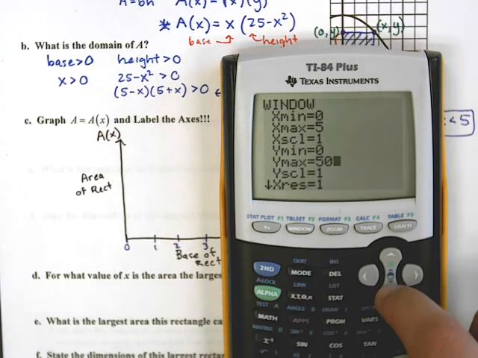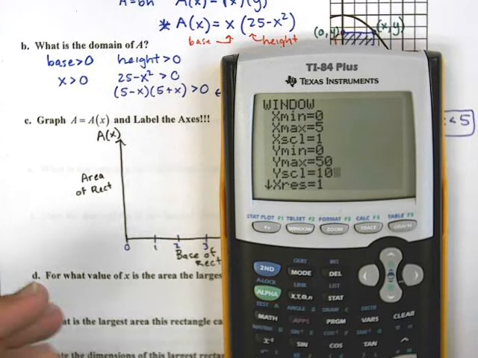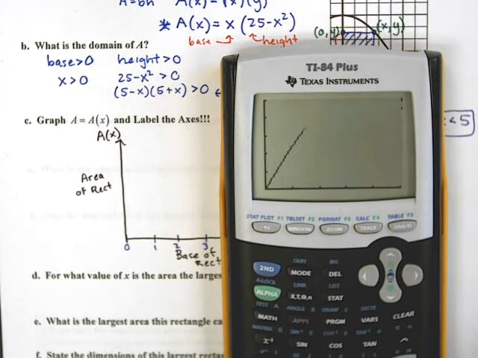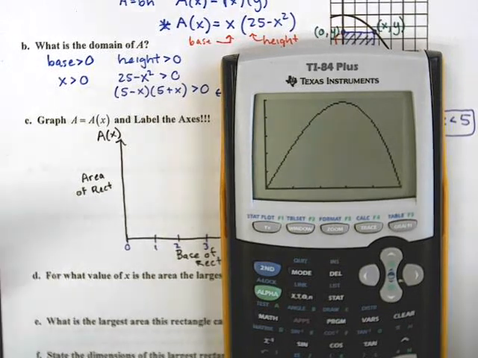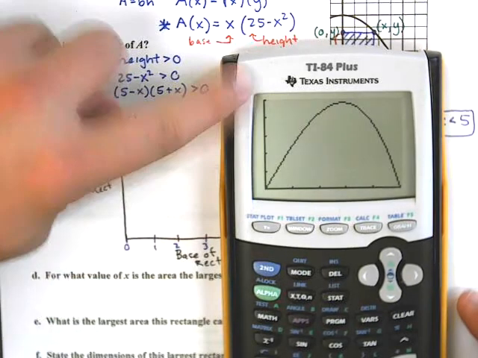Other thing I'm going to do, just to make my labeling a little nicer, I'm going to change my y scale to like 10. Okay? Let's see. Ooh, there we go. We're good now. Okay, this is good. Please keep in mind, remember my scale I changed to 10, so that's 10, 20, 30, 40, 50.